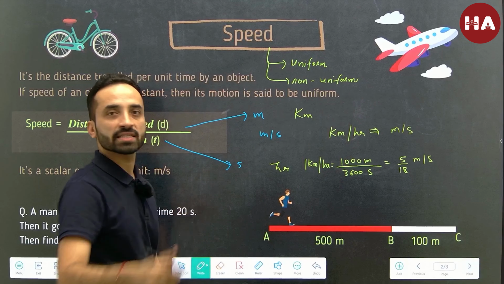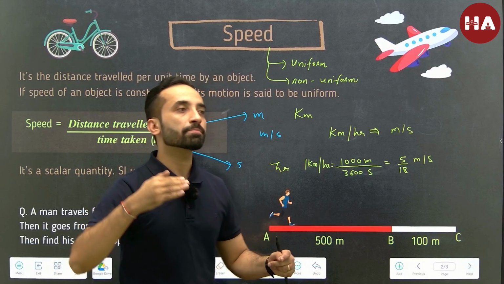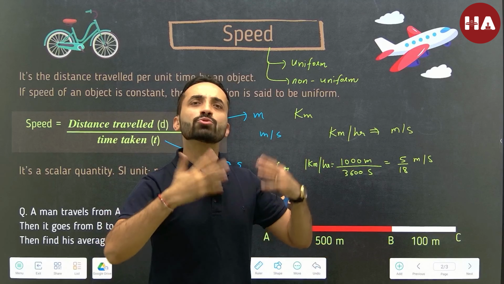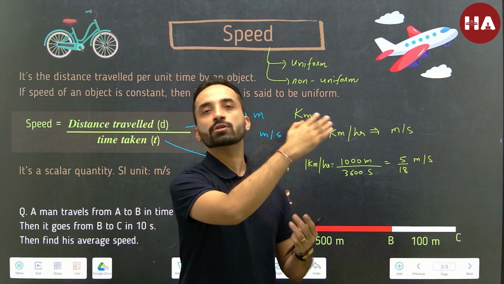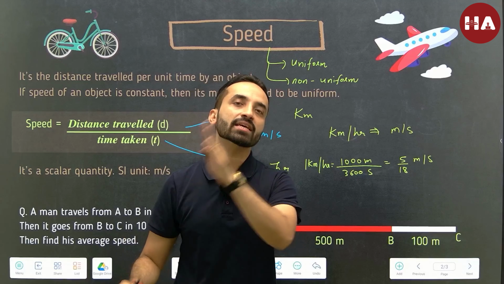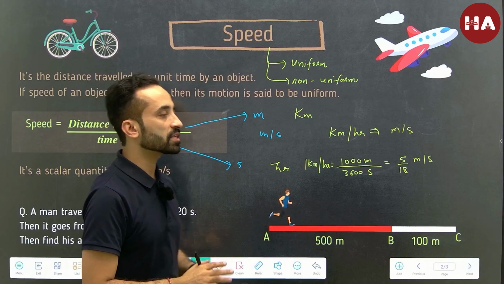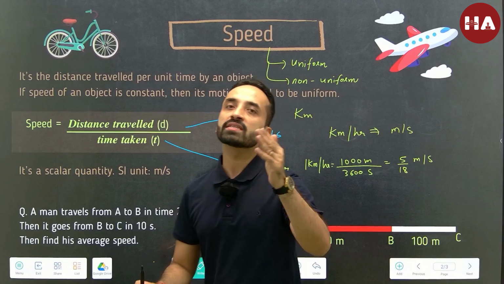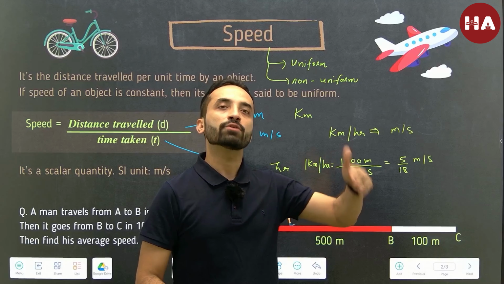Now, if something is traveling with a constant speed, imagine a plane cruising. If it's cruising, there's no hindrance, there's no turbulence. Let's imagine it's a clear sky, then it might just cruise at a constant speed. In that case, you will refer to the motion as uniform. So speed is distance per unit time. The SI unit is meter per second, but the problem is that speed does not remain constant most of the time. So your value of speed is changing.